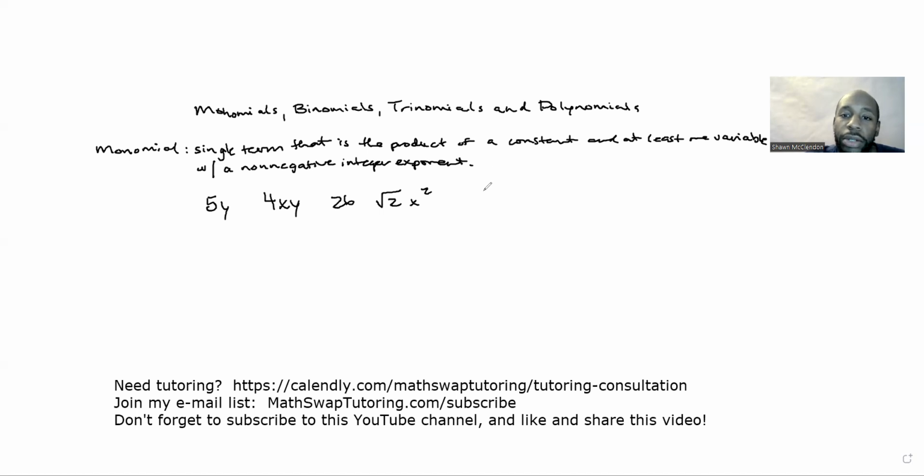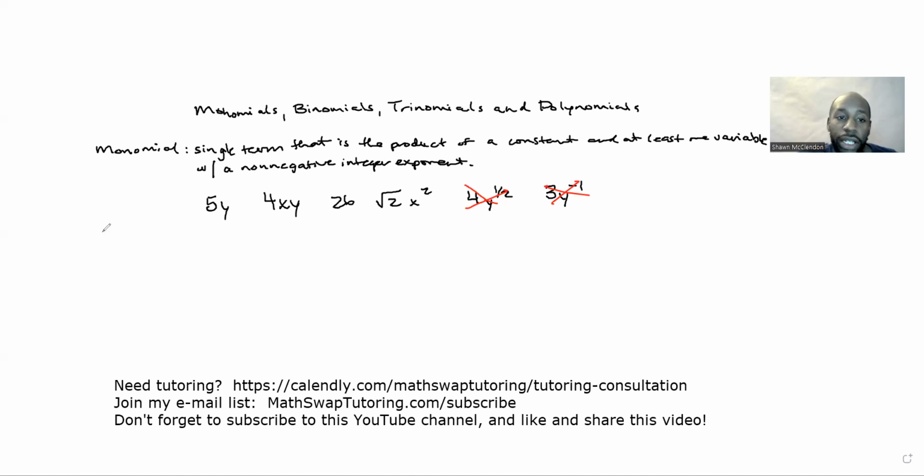All right, what about 4 times y to the 1/2 power? Does that qualify? Nope, it doesn't qualify because the exponent is not a non-negative integer. So let's go ahead and X that out. And the same thing goes for this one, which also has a negative integer exponent. So this doesn't qualify either. Okay. All right. So let's go on.